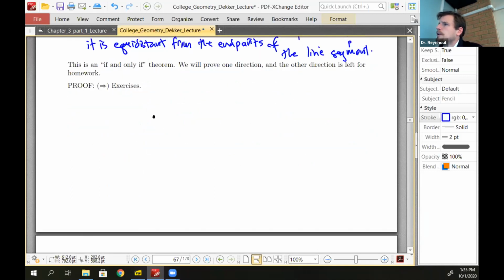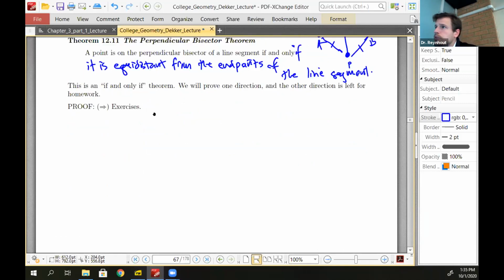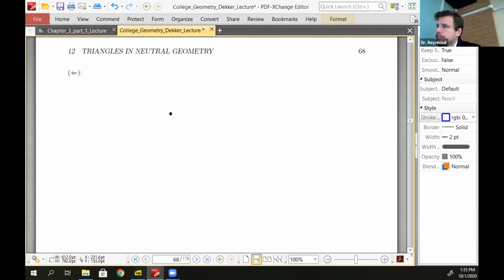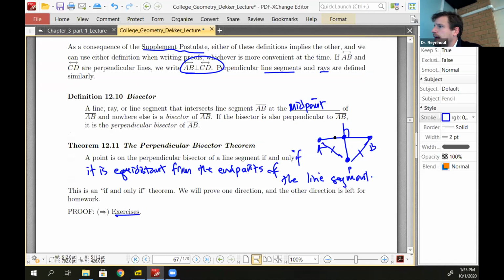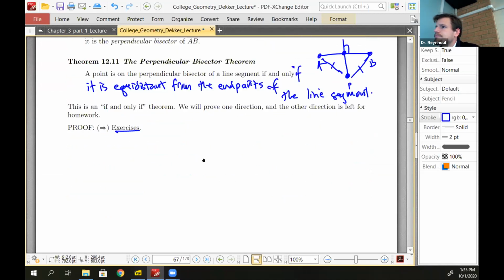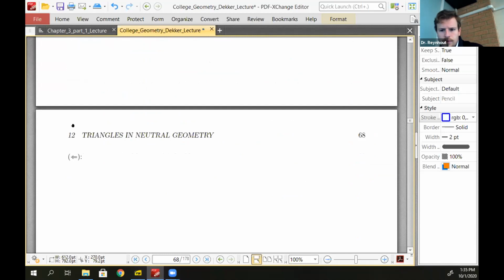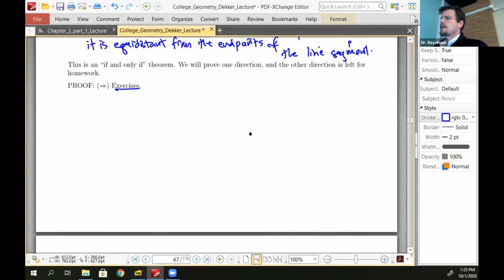All right. Like many other theorems, we're only proving one direction of the theorem. So the forward direction is left as an exercise. We'll take a look at the reverse direction. So we're going to assume that the distance from A to P and the distance from B to P are the same. And we're going to show that P must be on the perpendicular bisector.